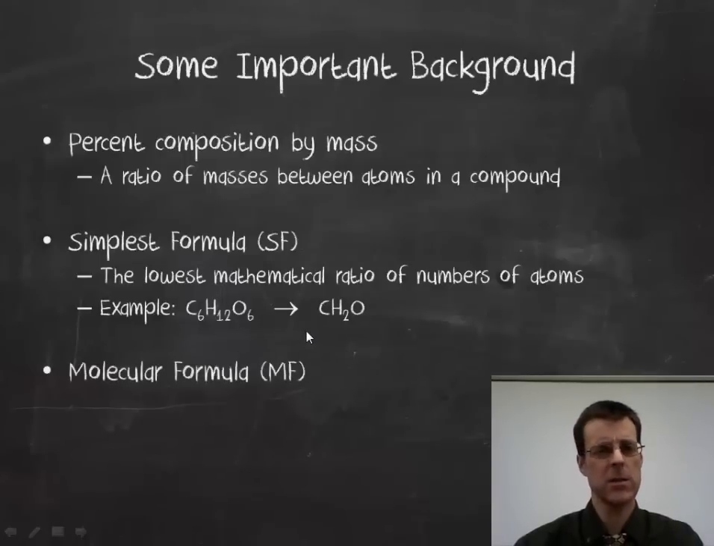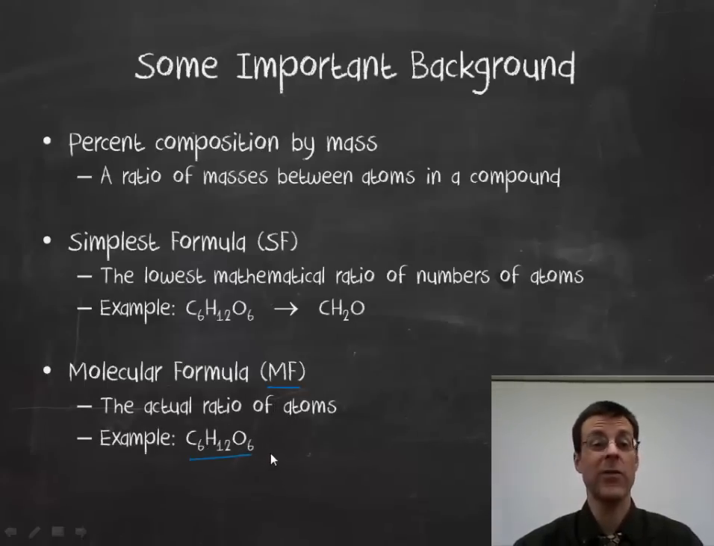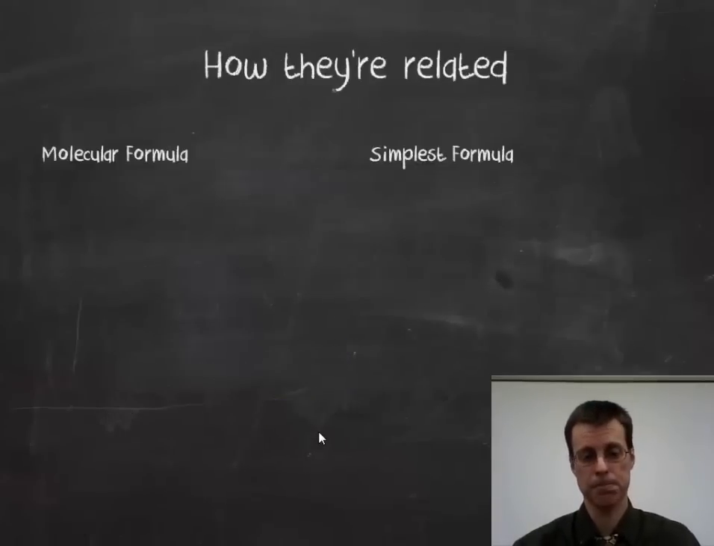Finally, and this is going to be our next step, we're going to come up with a molecular formula, and that will be the actual chemical formula, the actual ratio. So for example, our glucose molecule, again, that is the real chemical formula. Now, our last job will be to go from our simplest formula to our molecular formula, but we're not going to worry about that right now. We're going to focus on simplest formula to start.